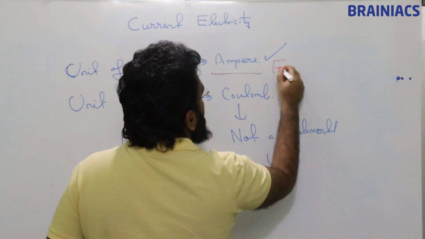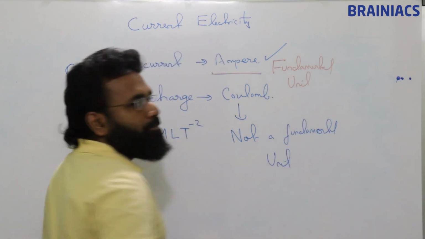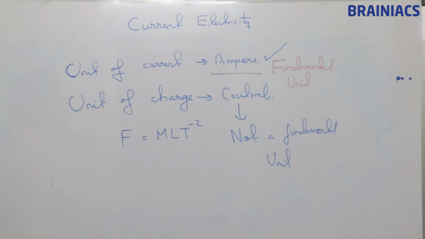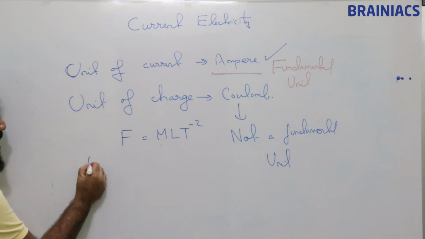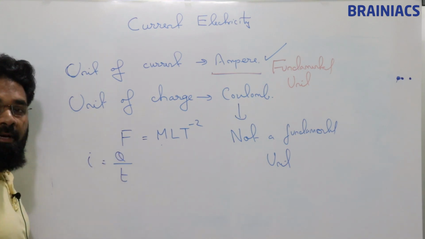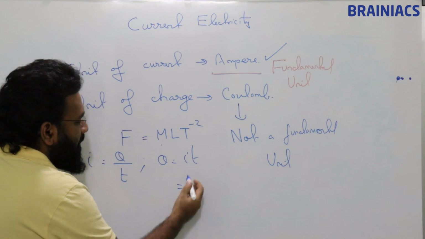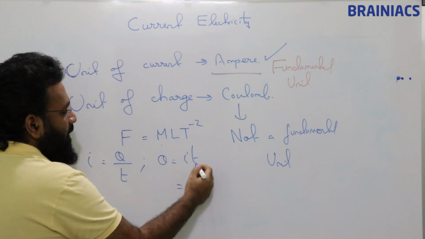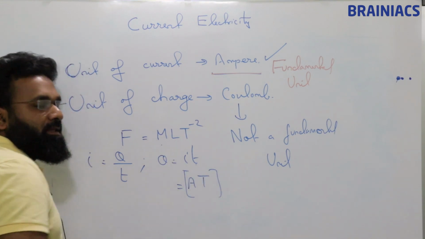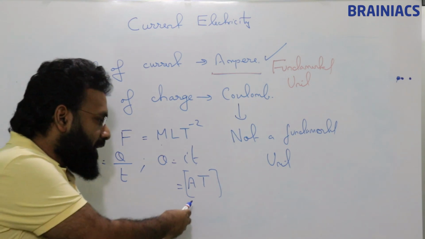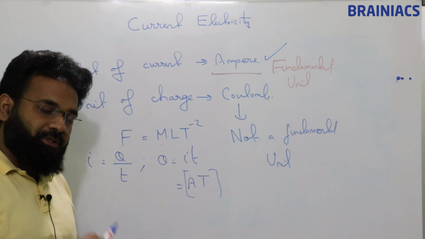Ampere is a fundamental unit. So when we find the dimension of a charge, I is equal to Q by T, so Q is equal to IT. The current unit is Ampere, and for time we put the dimension T. So the dimension of charge is nothing but AT. So we are using the fundamental unit here, Ampere, to find the dimension of charge.